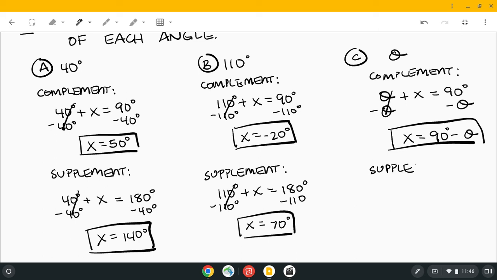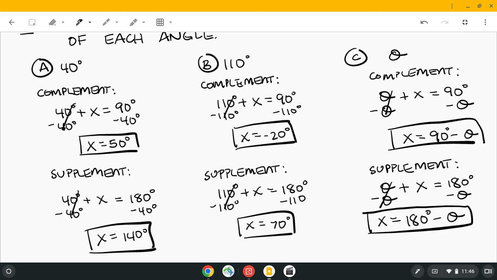Then same thing with the supplement. We know theta plus some number is going to equal 180. If I subtract theta to solve for x, I get 180 degrees minus theta. We don't have a number for theta, so we can't actually do the subtraction, so we just leave it like that. All right, excellent.